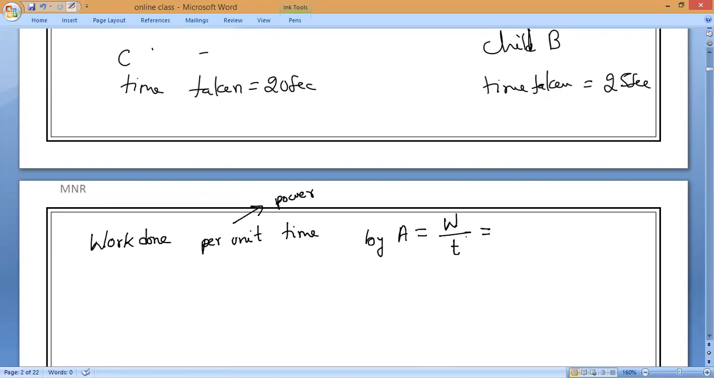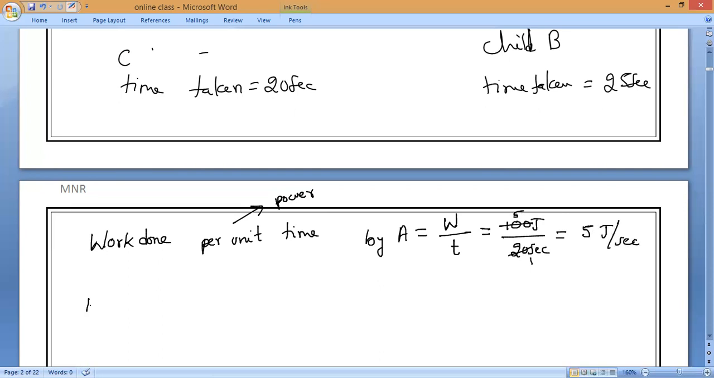Now, what is the work done by A? Work done is 100 joules, sir. Yes, 100 joules divided by time, which is 20 seconds. So solve this one, how much will it come? 5 joule per second.